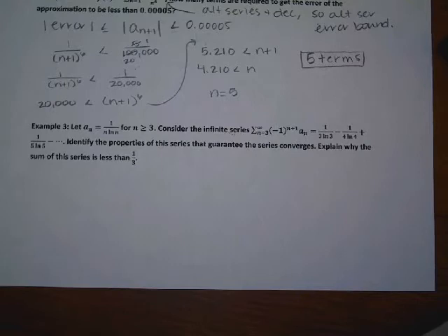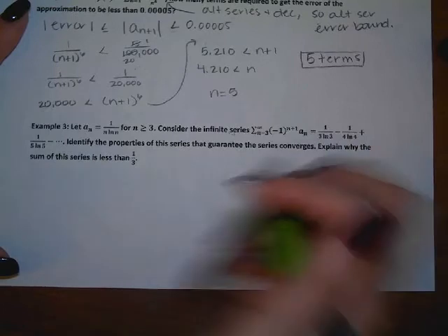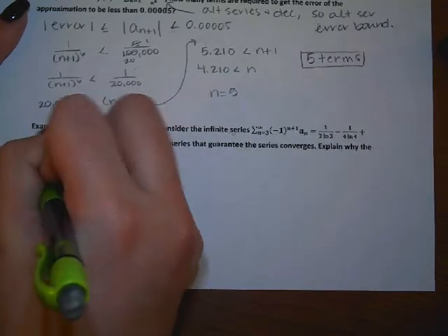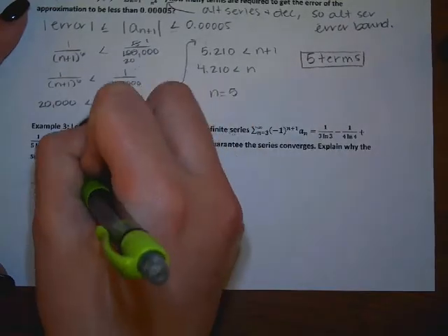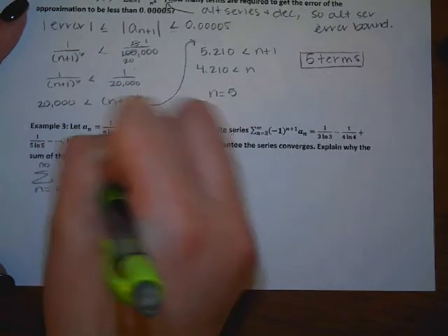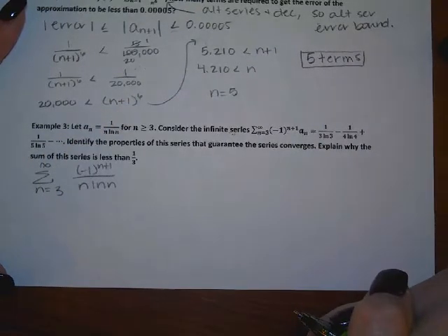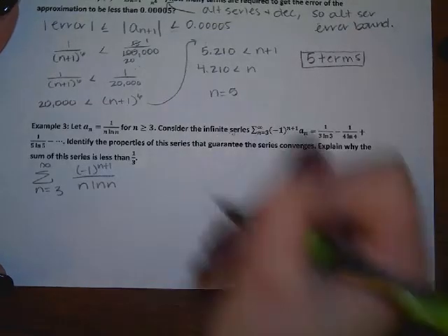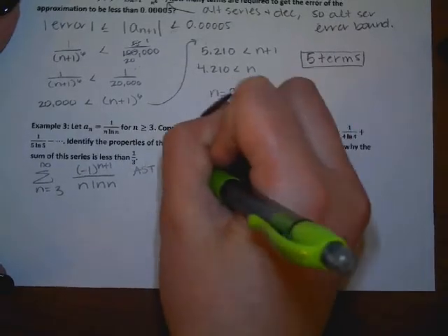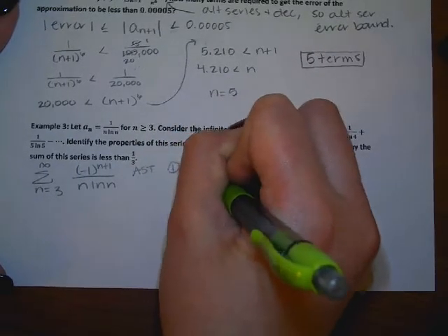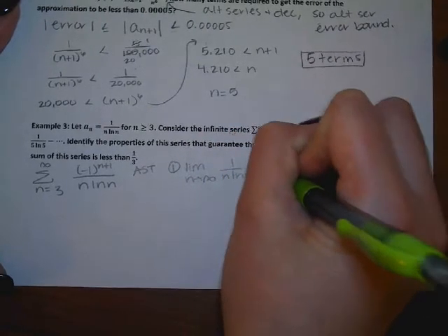So when I look at this series, I'm going to go ahead and write it out. It was this times 1 over n. So the series from n equals 3 to infinity is -1 to the n plus 1 over n ln n. And for the properties that would guarantee that the series converges, we're just going to go ahead real quick and do the alternating series test. So the limit as n goes to infinity of 1 over n ln n is 0.